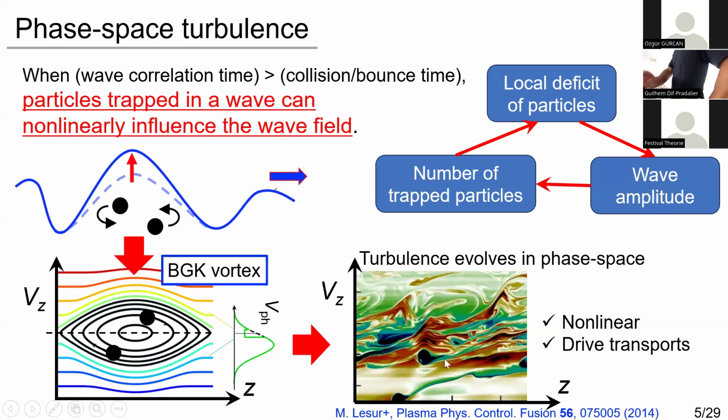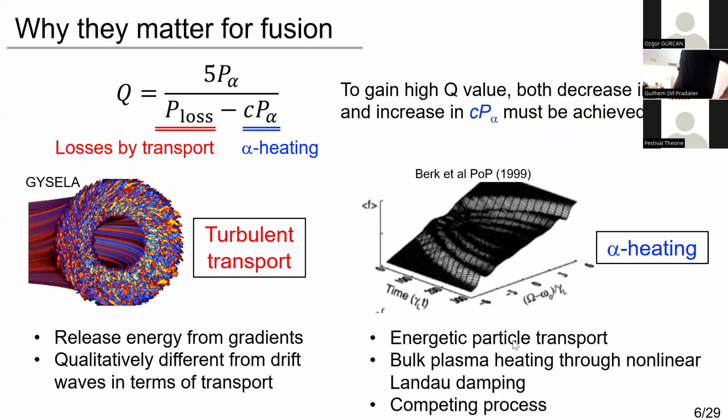This is a result of a one-dimensional Vlasov simulation, starting from a single vortex, which evolved into the turbulence field. Once this happens, of course, there can be a transport which is driven by phase space turbulence, like drift wave turbulence. But since this is intrinsically nonlinear, the driven transport can have a very qualitatively different feature compared to the drift wave turbulence driven transport. So they are, of course, very much a matter for fusion development.